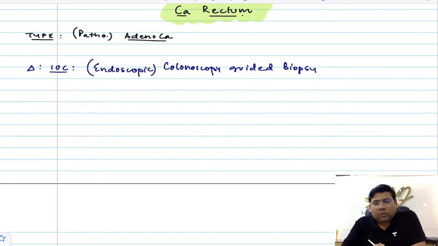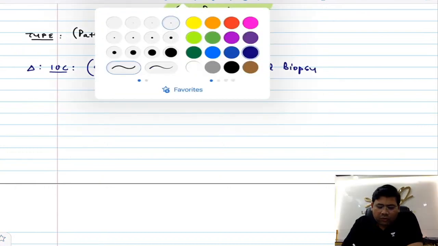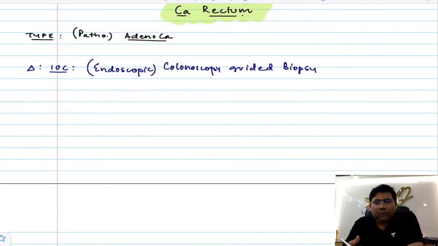Why, students, is colonoscopy important? First of all, it will take you to the site from where you need to do the biopsy. The second thing is to have knowledge about synchronous or metachronous tumors. There could be a possibility that what you are considering CA rectum is not actually CA rectum. It's a CA colon with a synchronous or metachronous growth into the rectum.